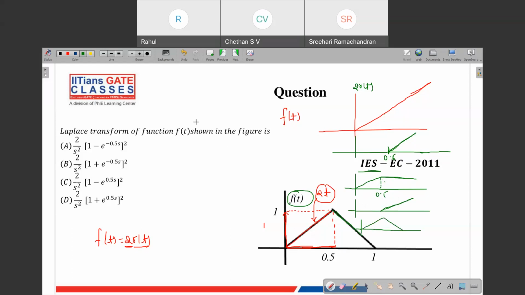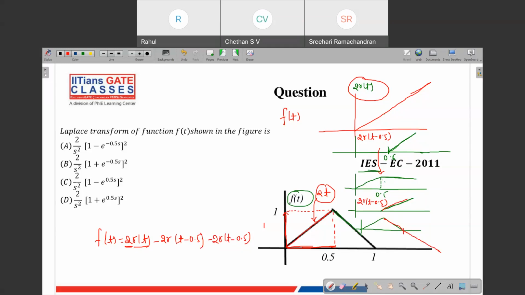Once I take this signal and subtract one more ramp, it is going to be like this. So what I have done is I have taken this 2r(t). First I subtracted 2r(t minus 0.5). After that I got this signal. But this is not the actual signal that we want. So again I have subtracted 2 into r(t minus 0.5). Once you subtract the second ramp, it is going to go down. But it will continuously go down. It will not stop.